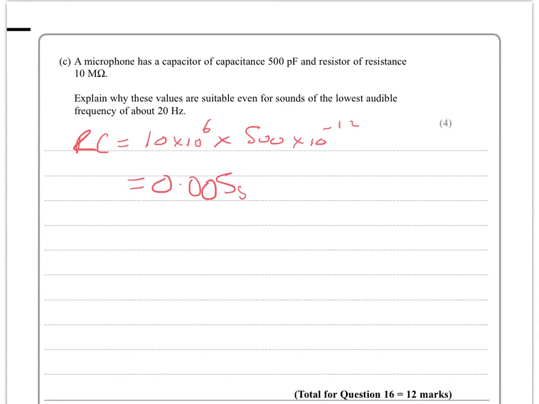Now, the sound frequency at the lowest audible value of 20 hertz is going to relate to this period for the capacitor to fall to like 37%, because that's what RC gives us. So the period of the sound will be equal to 1 over F, which is 1 over 20. And that works out to be 0.05 of a second. So the frequencies at the lowest level are still much slower than the frequency that the capacitor reacts at.